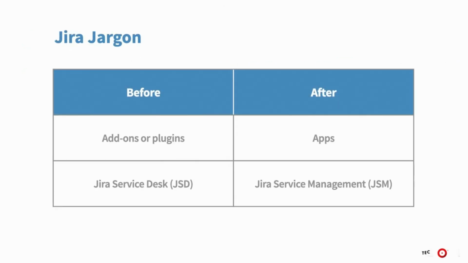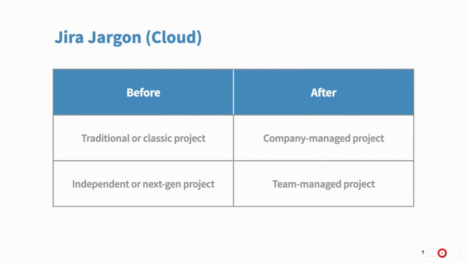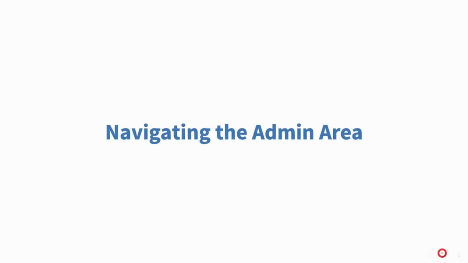One more thing before we get started. Atlassian has changed terminology over the years, and some new terms were recently introduced. Add-ons, plugins, and additional code to enhance features are now called apps. In cloud, Jira Service Desk is now called Jira Service Management. Project type names have also changed in Jira Cloud. One type was first called Traditional, then Classic, and now named Company Managed. Another type was once called Independent, then Next Gen, and is now Team Managed. Some of the documentation and Jira settings will still reference previous terminology.